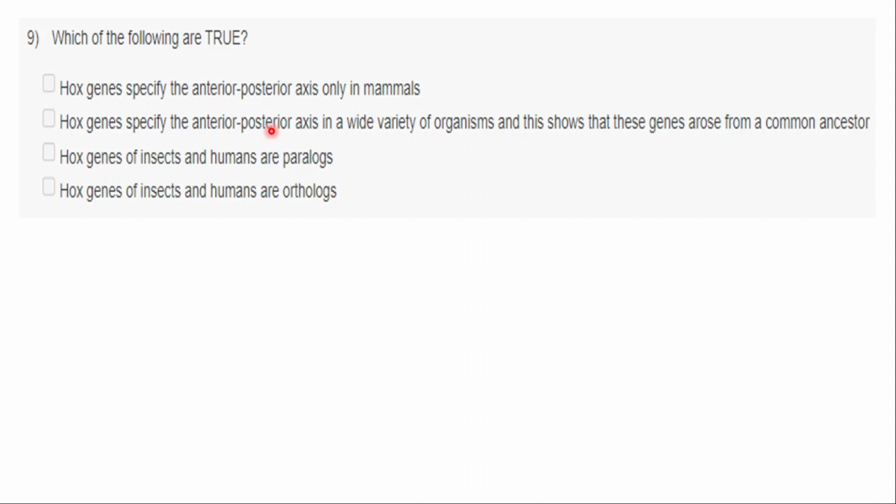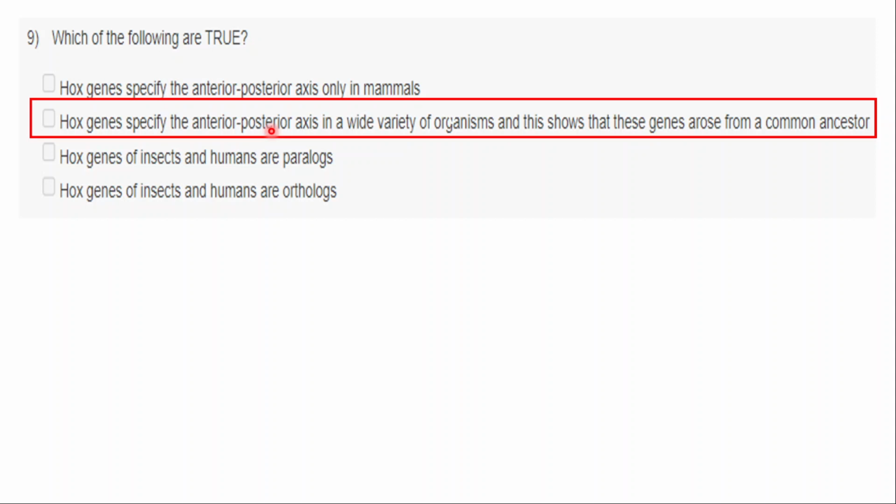Okay, I see Ajay has answered option 2 and option 3. Okay, now let me reveal the correct answer to this question. The first correct answer to this question is option 2. Hox genes specify the anterior posterior axis in a wide variety of organisms, and this shows that these genes arose from a common ancestor. So option 2, this statement is true. And the next statement which is true is option 4. Hox genes of insects and humans are orthologs. They are not paralogs but orthologs. I think Ajay is partially correct. So the correct answer would be option 2 and 4.